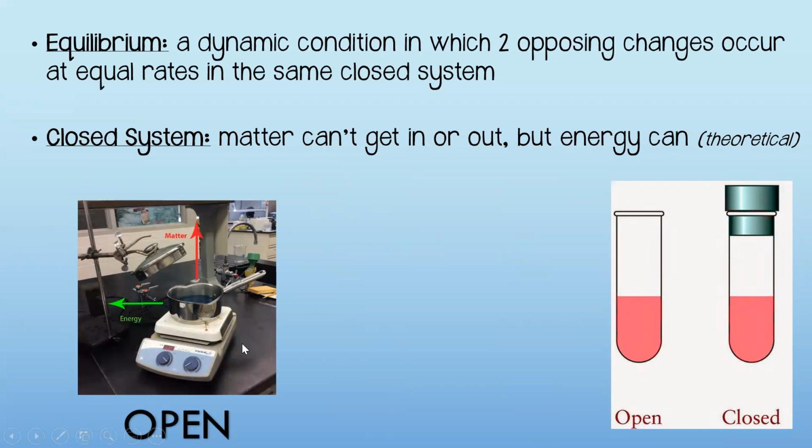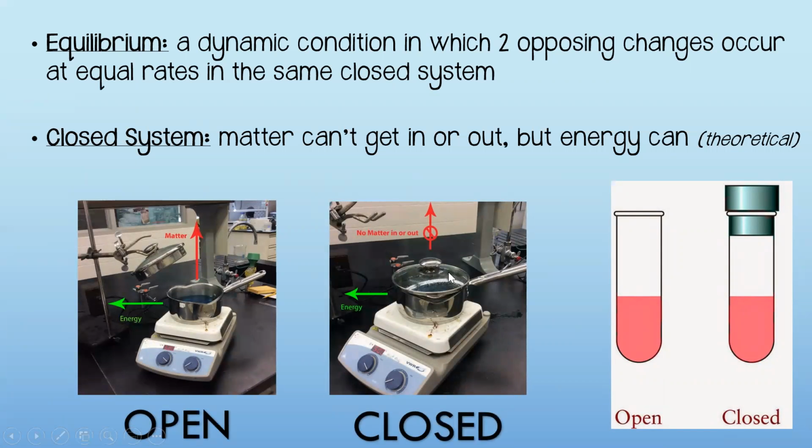So an open system would be like this, where you have a pot of water being heated, and not only is heat energy coming off of this, but matter is also coming off of it. There's no lid, so the water is going to be evaporating, changing to a gas, and that gas will just escape into the atmosphere. A closed system, like I said, theoretically, there is no matter getting out. So all of the evaporating water is going to be stuck in here as vapor, or it may condense on the lid. But energy, the heat energy, is still going to be able to get out, which is why the pan feels hot to you.